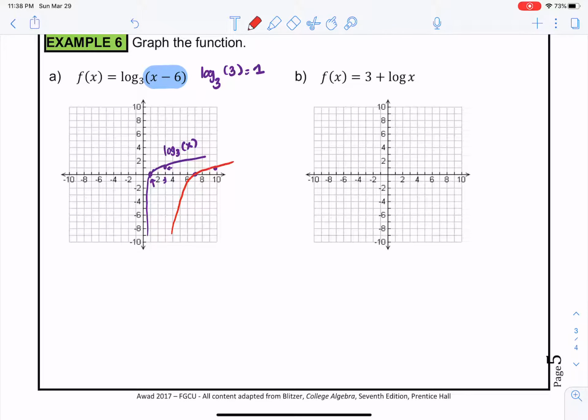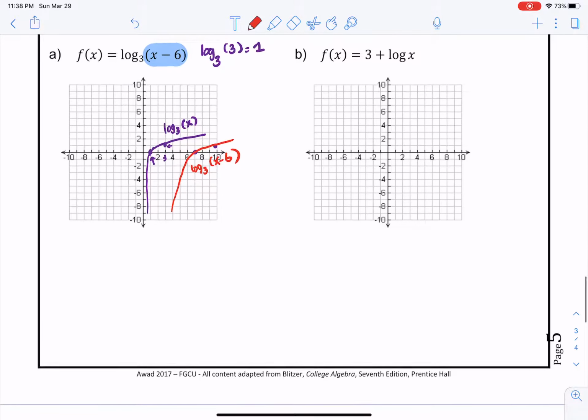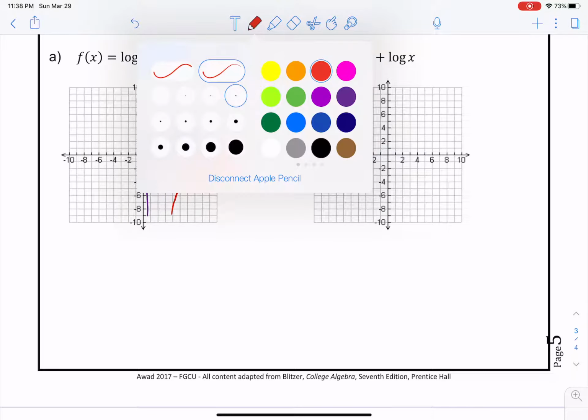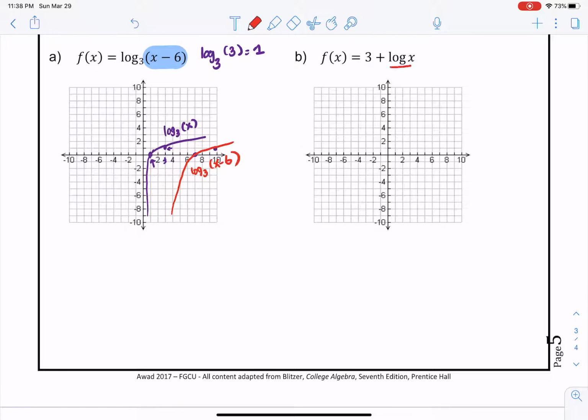And we'd have a curve of that sort. And that would be log base 3 of x minus 6. So here in part B, we have 3 plus log base 10 of x. The reason being, log x simply implies log base 10 of x.